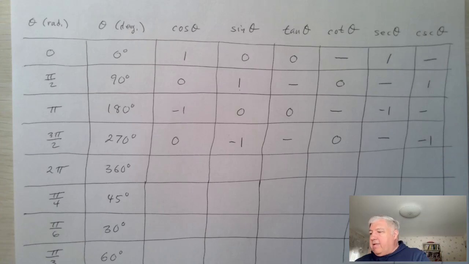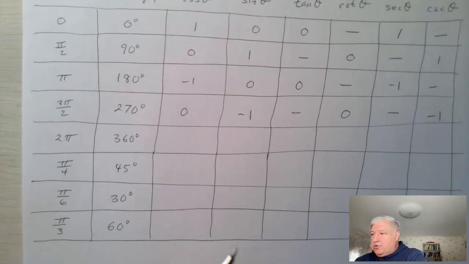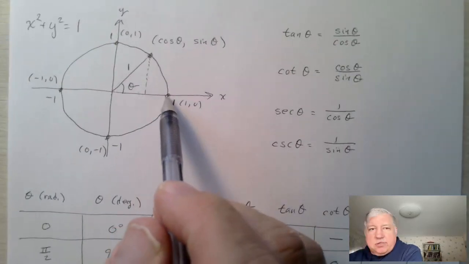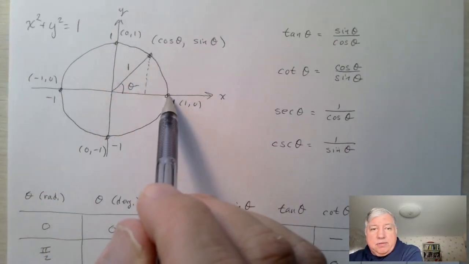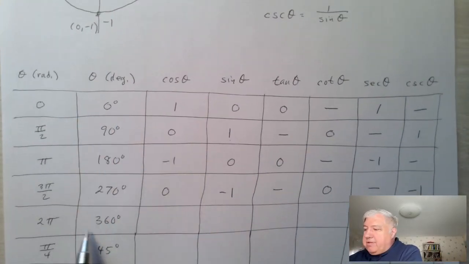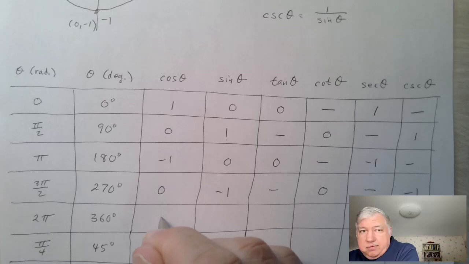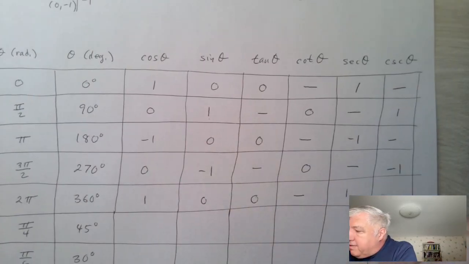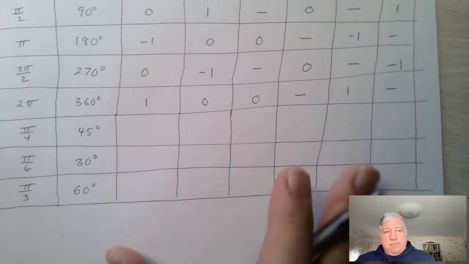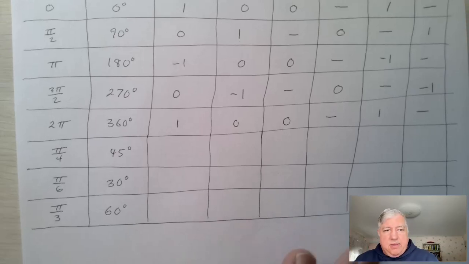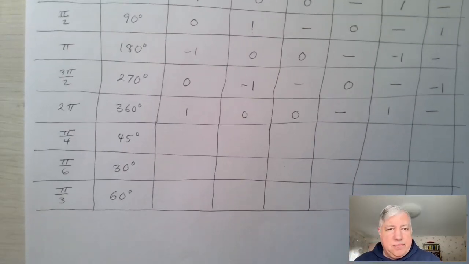Okay. And then 2 pi is the same thing as 360 degrees, but that, of course, corresponds to the same point, right here. So all the values for 0 are going to be the same as the values for 2 pi. So this would be 1, 0, 0, undefined, 1, undefined. Okay. All right. Now, what about the next three, these other angles? Pi over 4, 45 degrees, pi over 6, 30 degrees, and pi over 3, 60 degrees.